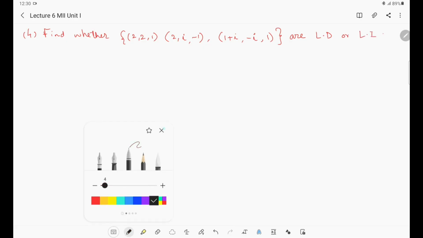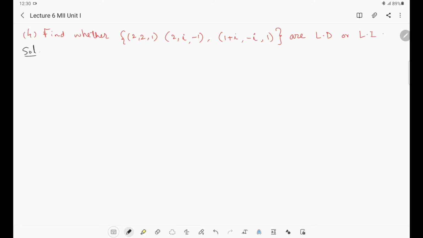So what we have to do, see, both ways we can solve this problem. We can reduce the matrix to row echelon form. First we have to write the matrix whose rows are the vectors 2 2 1, 2 i minus 1, 1 plus i minus i and 1. We have to write the vectors as rows of a matrix. Then either we can reduce this to row echelon form, or we can directly find the determinant of this, right?